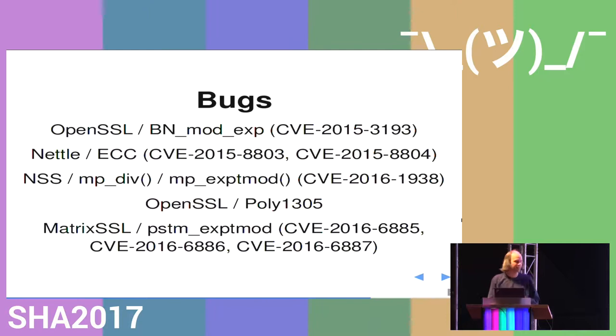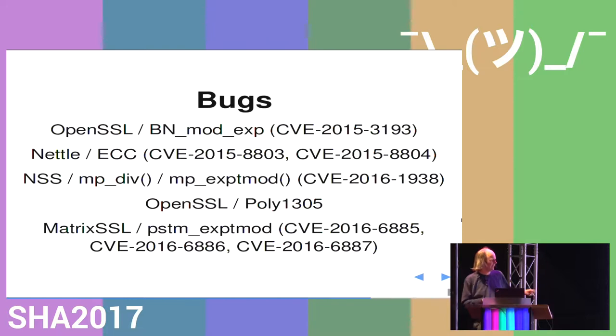And that turned out to be pretty successful. So I found a bug in the modular exponentiation of OpenSSL. I found one in NSS. I found several bugs in the elliptic curve operation of Nettle, which is the library used by GNU TLS. I found a bug in the Poly 1305 authenticator in OpenSSL before it was officially released, so it got fixed for release. That's always nice.